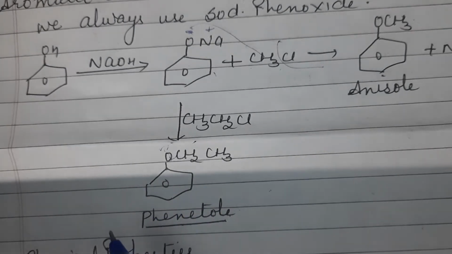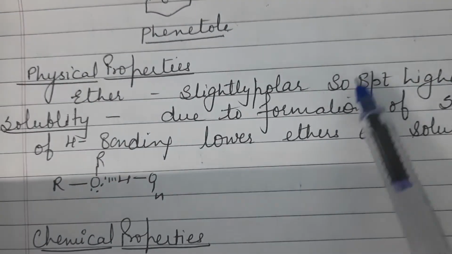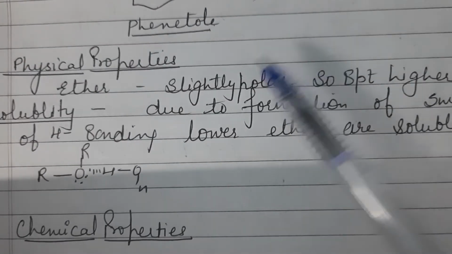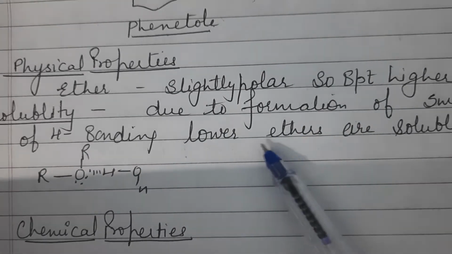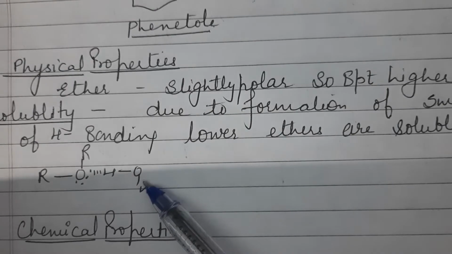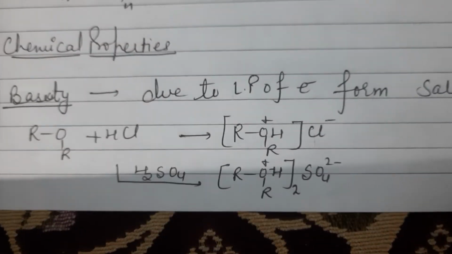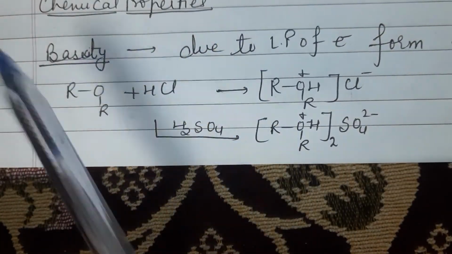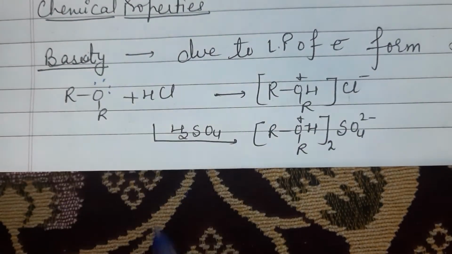Next are the physical properties of ethers. They are slightly polar, so the boiling point is higher than alkane. Solubility: due to formation of a small amount of hydrogen bonding, lower ethers are soluble in water. Now comes a very important concept, that is chemical properties. Chemical properties of ether are due to the lone pair of electrons present on the oxygen atom.